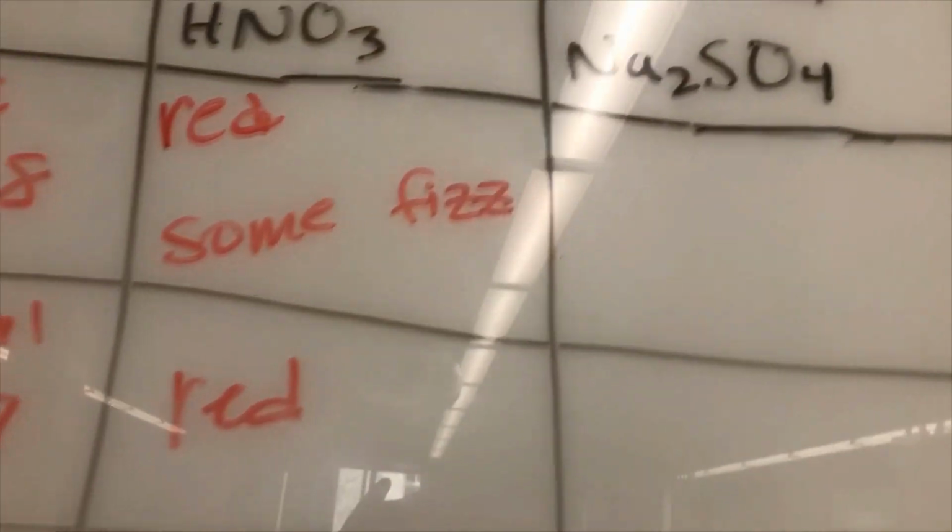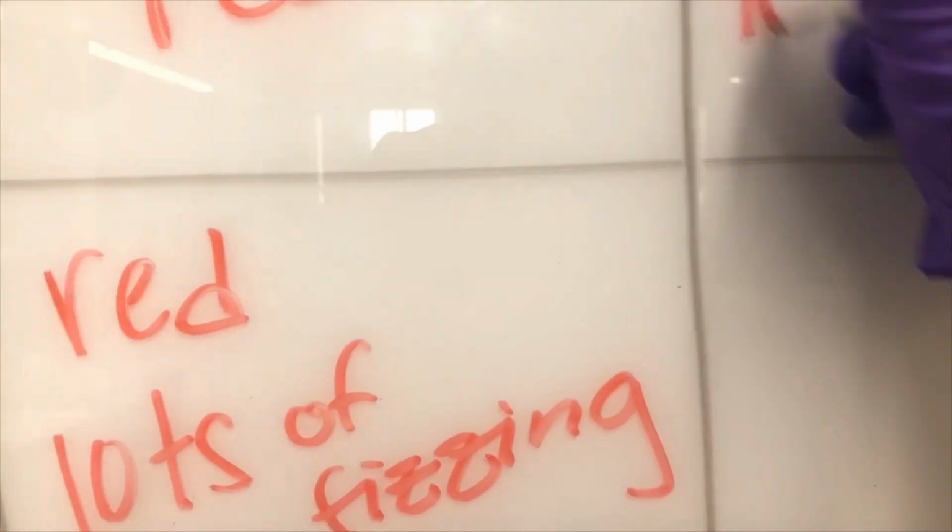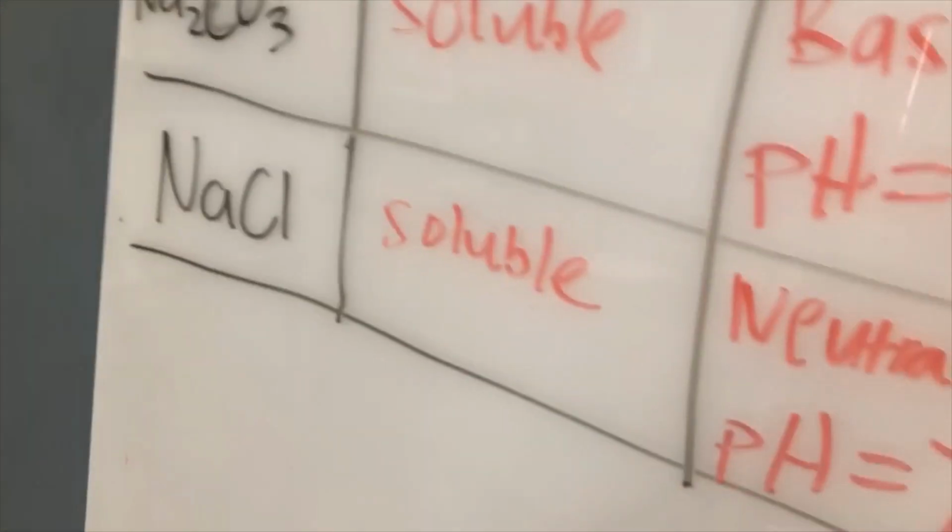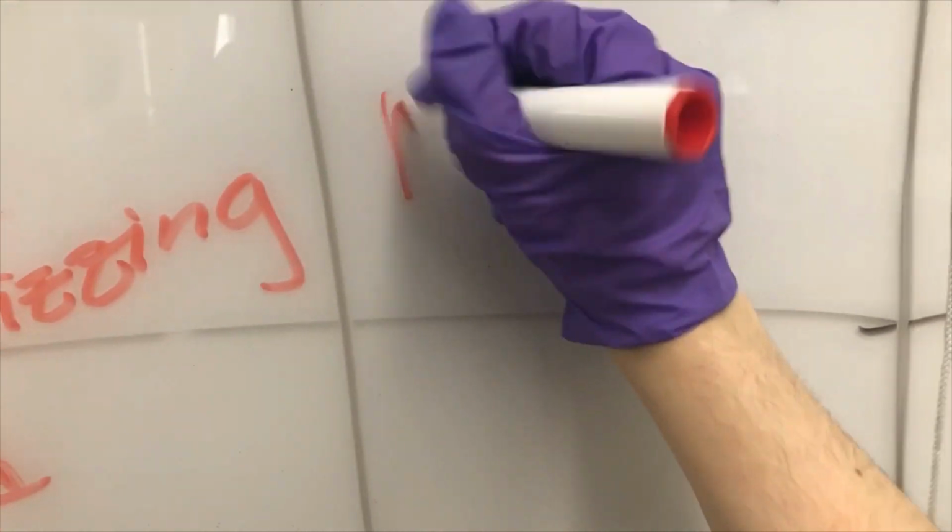So coming on over to the reaction with sodium sulfate, the barium carbonate got a little cloudy, but not too much. Barium chloride, on the other hand, had a precipitate form. Barium sulfate, no reaction. And that was the same for sodium carbonate and sodium chloride.